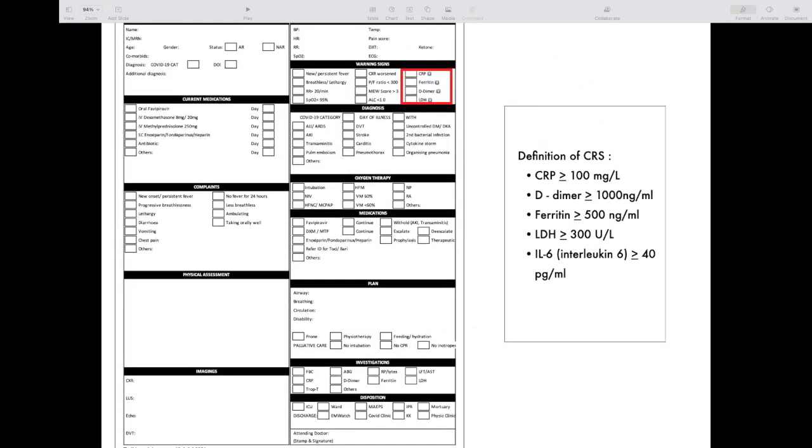As you can see here, in our daily progress note, we also take all these parameters for us to know whether the patient is in CRS or not. It is important to know, because first and foremost, at this point of time, the patient normally will deteriorate and worsen. And at the same time, at this point, we should consider the usage of tocilizumab, as I mentioned just now.